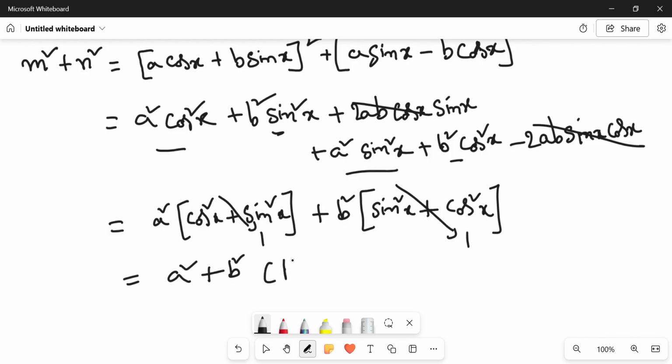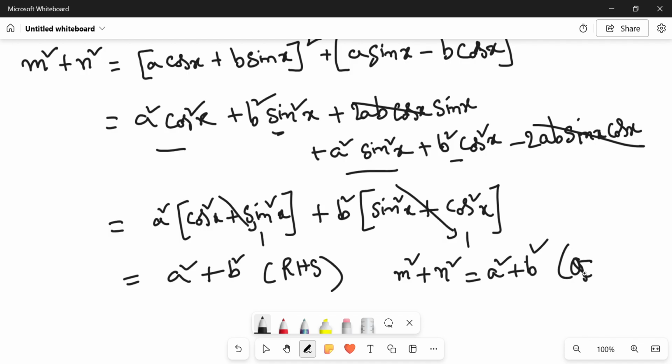So which is our required RHS, and you have m square plus n square is equal to a square plus b square. This is hence proved, QED. Okay, so that's the required result. So let's move on to the next problem.